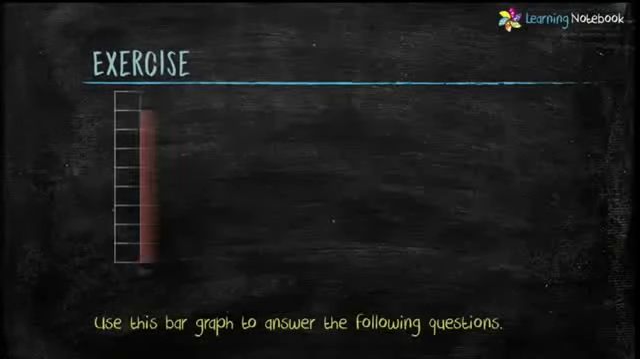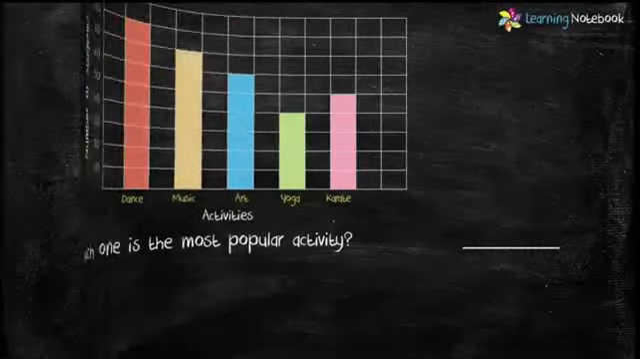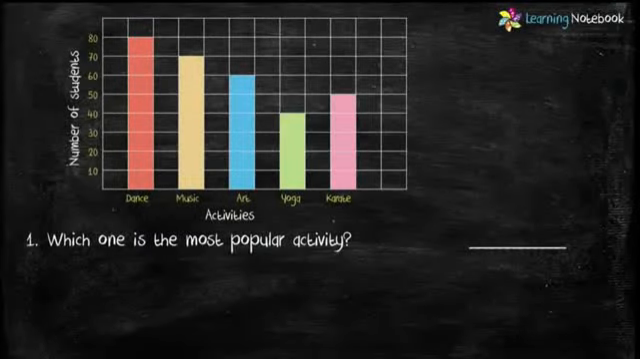Now, let's do an exercise based on a bar graph. Use this bar graph to answer the following questions. First, let's understand what this bar graph represents. It represents number of students and different activities chosen by them. Different activities are dance, music, art, yoga and karate. Now students, let's answer the following questions.